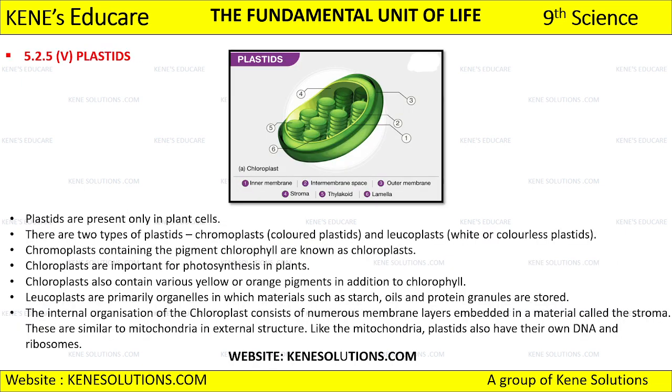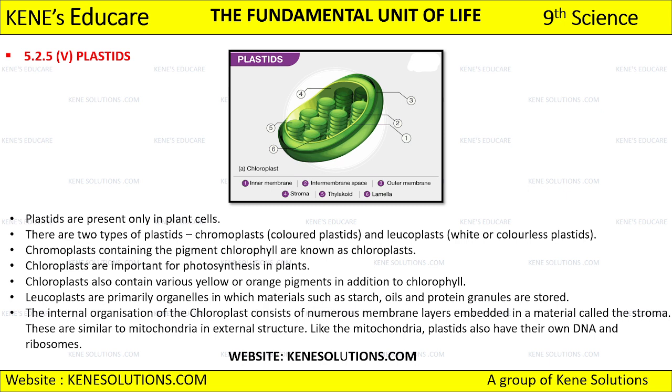Then after this, now we will be discussing plastids. Now if you can see the structure of plastids that they have given on screen, always remember, as we discussed, that the cell wall is present only in plant cells. In the same way, plastids are also present only in plants. Okay, so plastids are present only in plant cells, and there are two types of plastids. How many? Two. One is known as leucoplast and the other one is chromoplast.